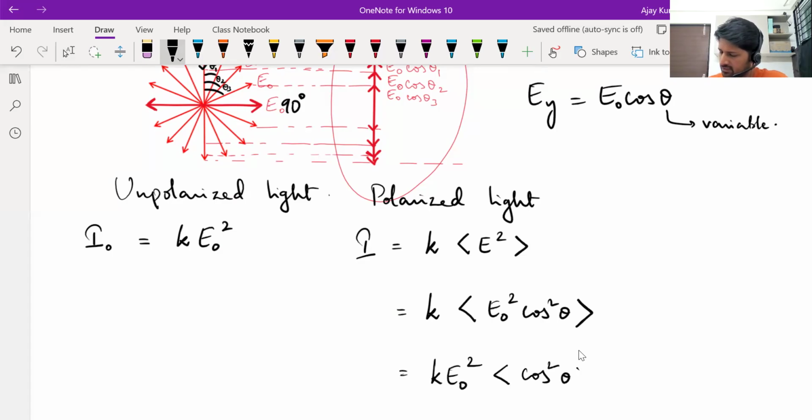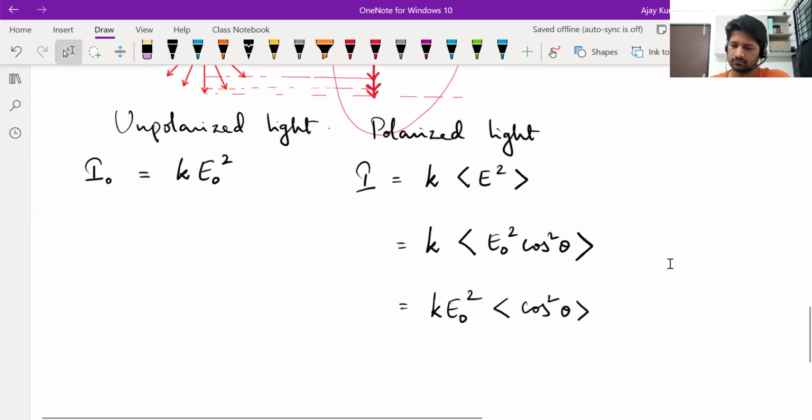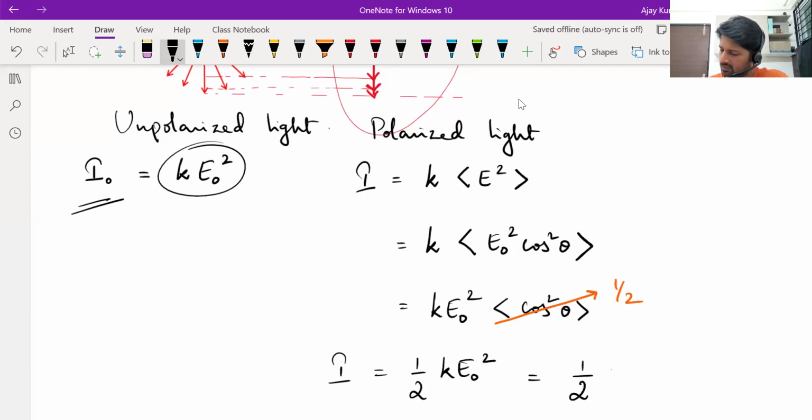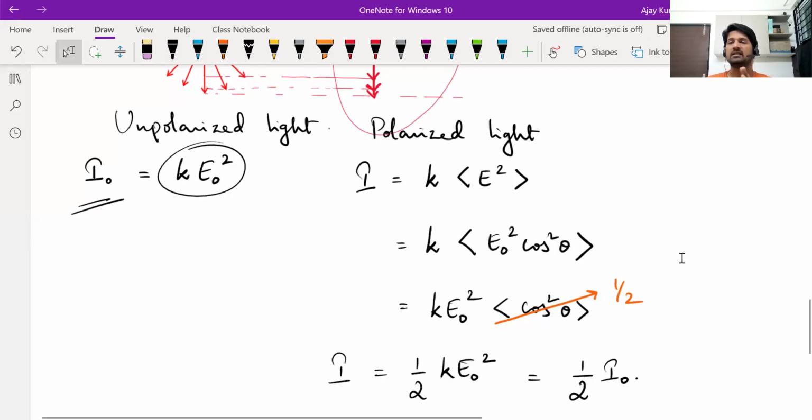Rishi, do you remember the average of cos square theta in the interval 0 to 90 degrees? No, sir, I don't remember. Okay. We had derived this in alternating current. Average value of sine square theta or cos square theta in one time period or half time period will be 1 by 2. Therefore, the intensity of polarized light that passes through the polaroid is half K E naught square. Now, what was K E naught square? Intensity of incident unpolarized light. Then the intensity that comes out of the polaroid is exactly half of the intensity that is incident on it.